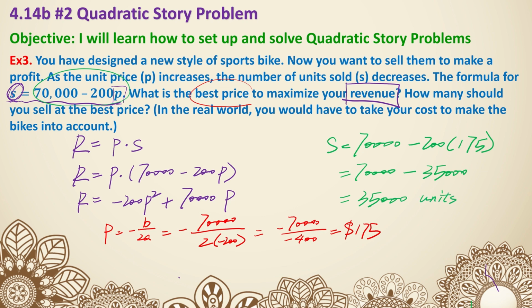Okay, so there you go. Or you can also call it just bikes since you're selling bikes. If the question does ask you, well, what is the maximized revenue? Well, then you need to use the P times the S. So it's going to be 175 times the 35,000 to give you the actual revenue. In the real world, you will have to take your cost to make the bikes into consideration as well. And in that case, to calculate the profit, you're going to use this to subtract the cost. That's going to be the focus for next lesson.